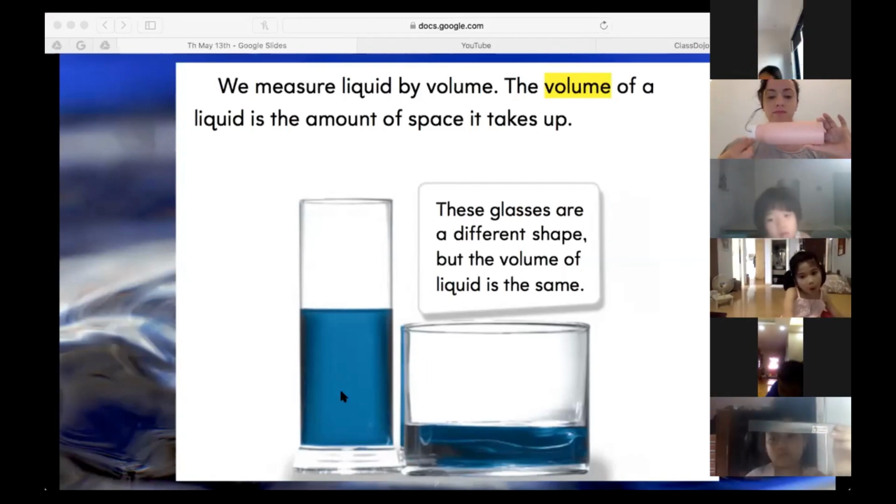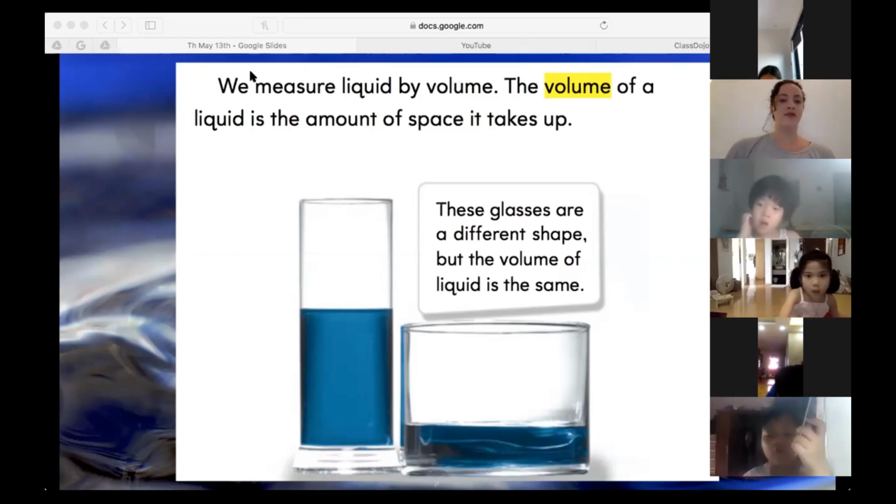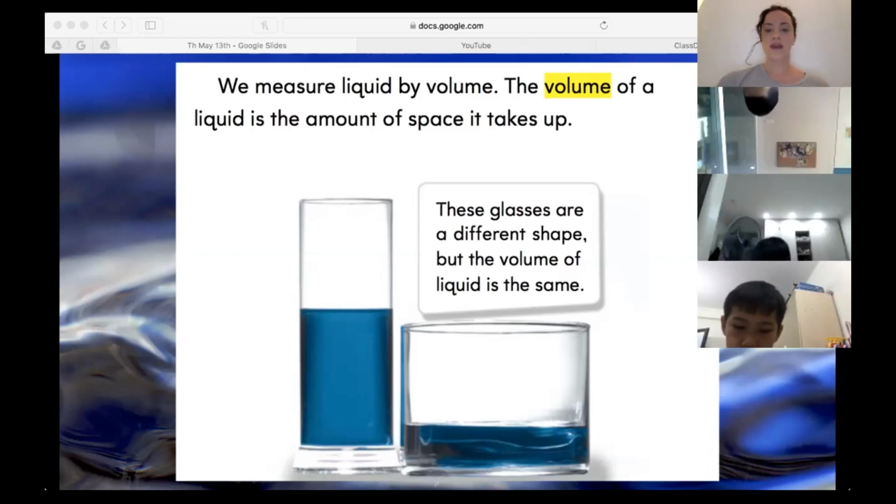Nam? Ruler. A ruler. Very good. We use a ruler. Okay? So for solids, we can use a ruler to measure how long it is. We have mass. For liquids, we measure the volume. Sino, can you please read about volume?